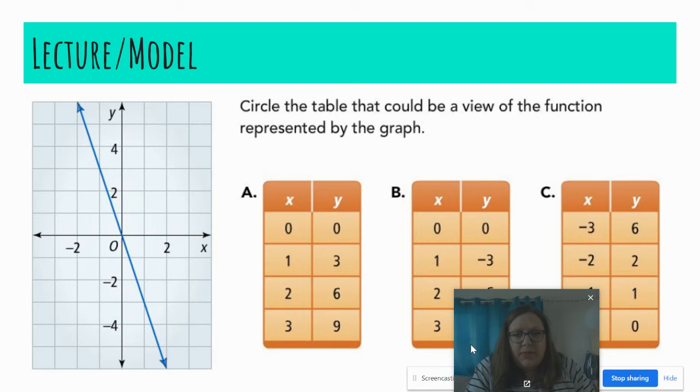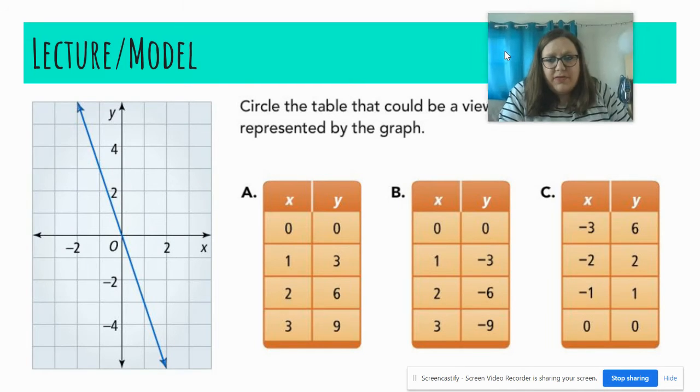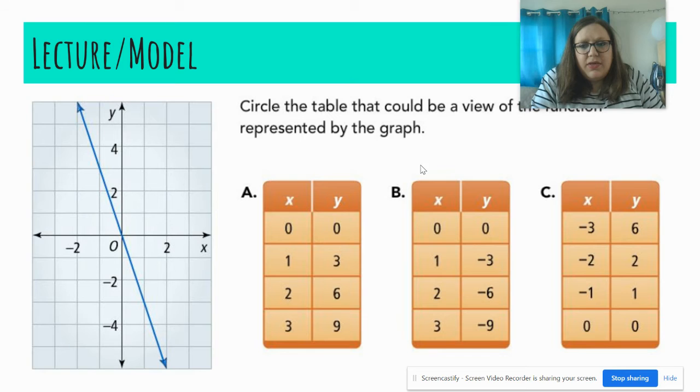Okay, circle the table that could be viewed as a function represented by the graph. So I'm going to list out some ordered pairs here, and we're going to see if we see them. I have 0, 0, but all these tables have 0, 0. I have -1, 3.